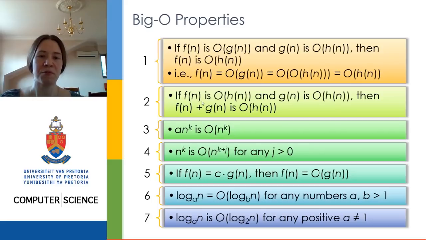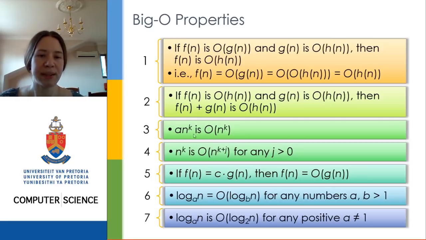Property number 2, if f of n is bound above by h of n, and g of n is also bound by the same upper bound, then adding the two functions will not actually change the asymptotic complexity. So if I have n squared and n squared, and then I say, well, what if I have a function which actually does n squared twice, n squared plus n squared? Well, that will give me 2n squared, but that is obviously still a quadratic function, even if I double the n squared. So the sum of my functions that are both bound by the same function will still have that very same function as the upper boundary.